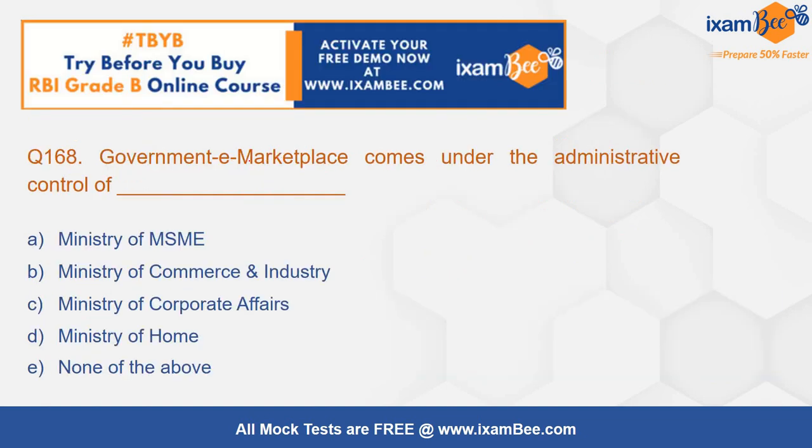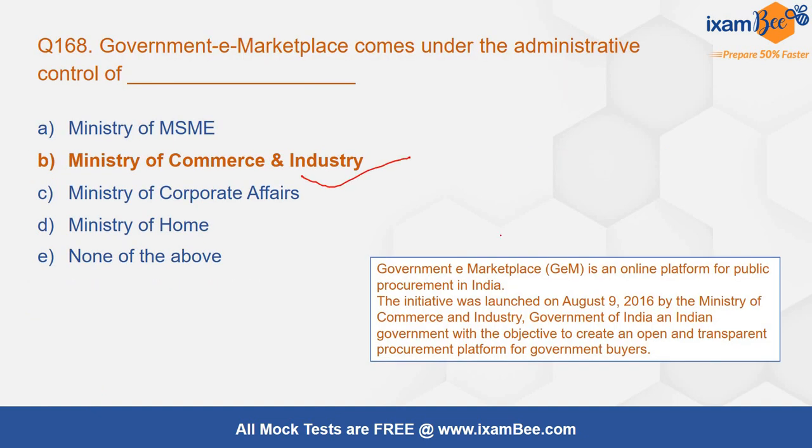Second, government e-marketplace comes under the administrative control of which ministry? E-marketplace is under the Ministry of Commerce and Industry. It is an online platform for public procurement in India. The initiative was launched on August 9, 2016 by the Ministry of Commerce and Industry with an objective to create an open and transparent procurement platform for government buyers.